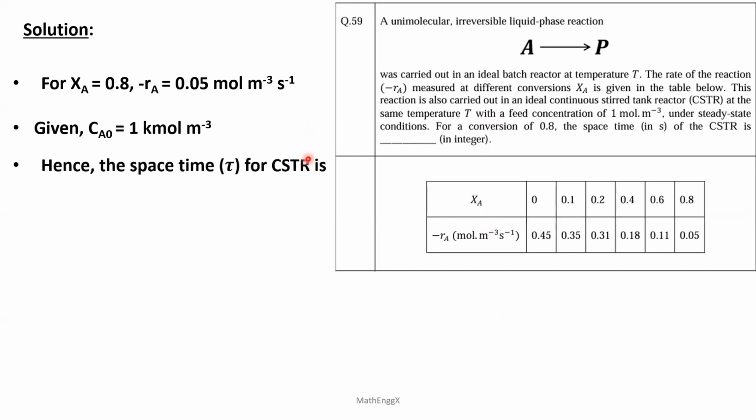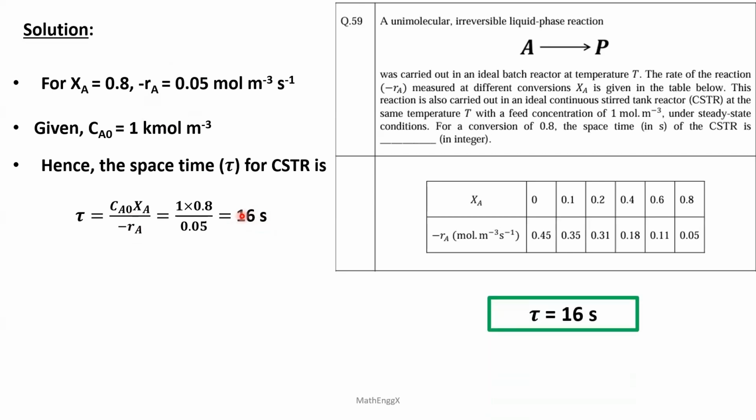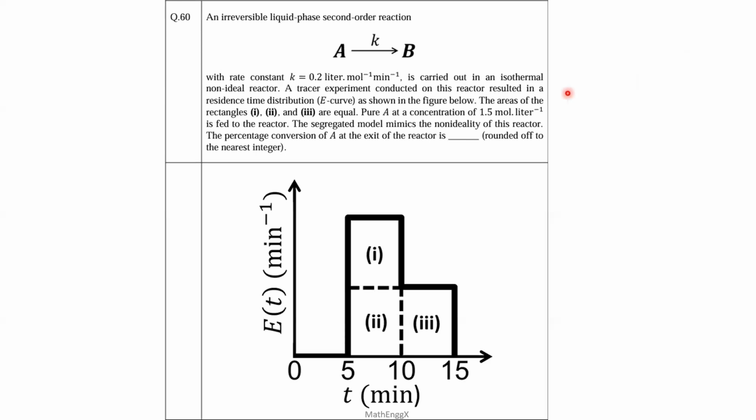So we know that space time for a CSTR is given by the expression Ca0 XA divided by minus RA. On substituting the given values for Ca0, RA and XA, we get tau as 16 seconds. So hence the correct answer to this question is 16 seconds. So let's move on to the next question.